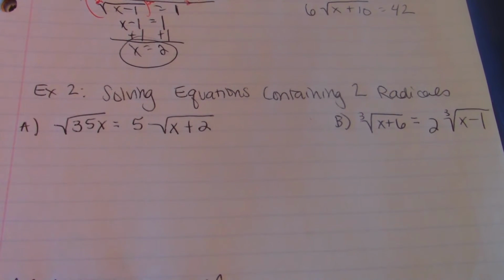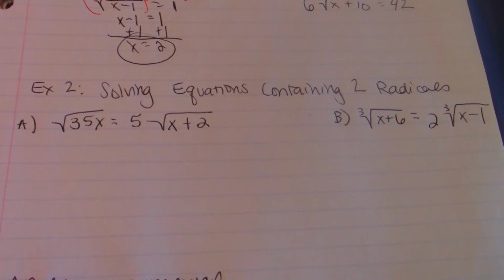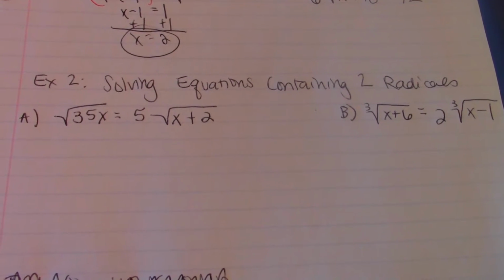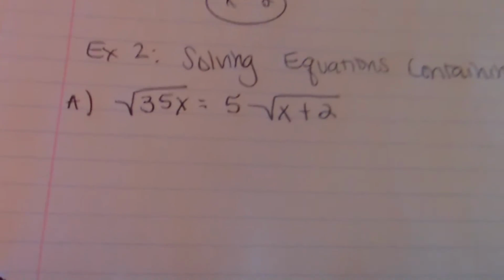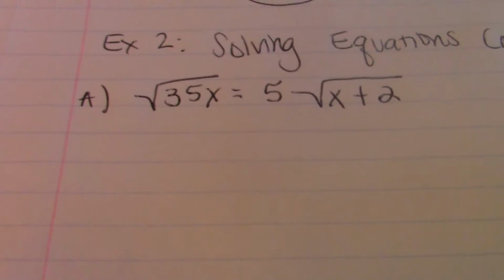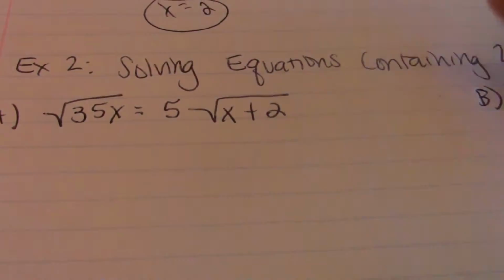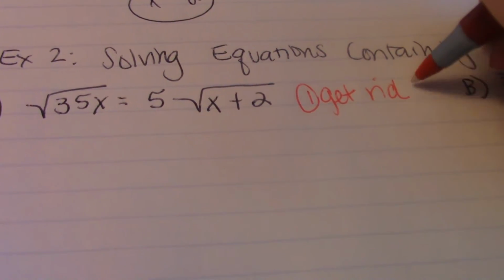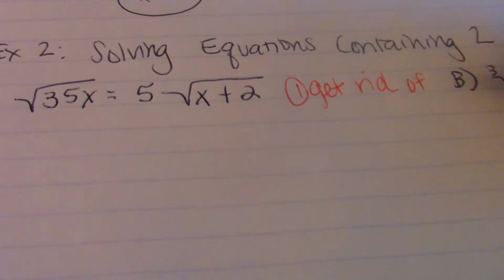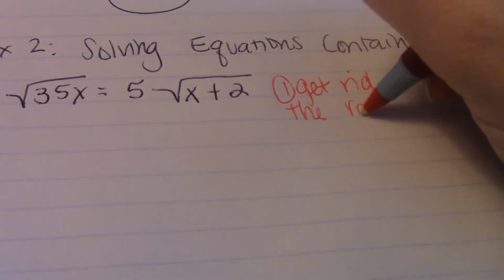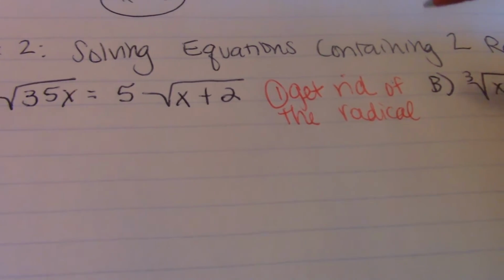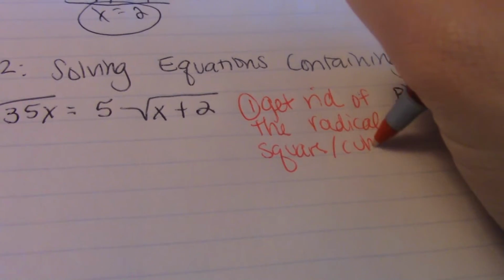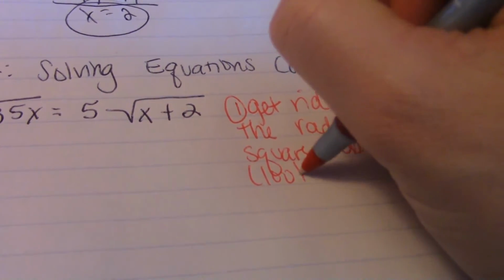Example 2, solving equations containing two radicals. So this time we're going to have a radical on both sides. So our first one over here, our very first thing we need to do is get rid of the radical. That's the same as step 2 above, so whether it's a square or a cube, once again, look at the index.